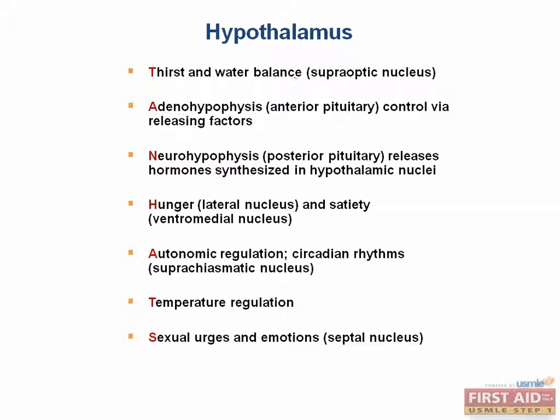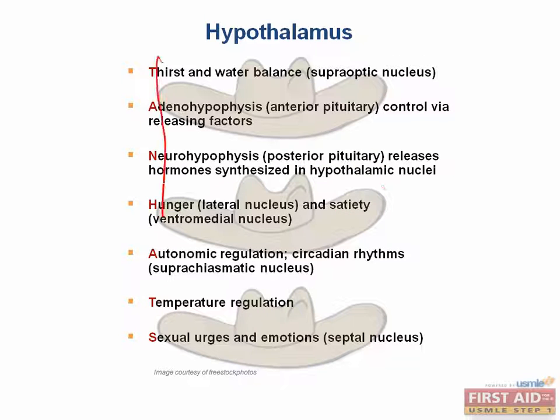And so the hypothalamus works with the pituitary to maintain homeostasis by mediating thirst and water balance. It mediates hormone release from both the anterior as well as the posterior pituitary. It's involved in mediating hunger and satiety, autonomic regulation, things like the circadian rhythm. Then it regulates temperature and sexual urges and emotions. And so you see, there's a really large array of behaviors that are under the control or are mediated in some way by the hypothalamus. One good mnemonic to help you remember this is TAN HATS.